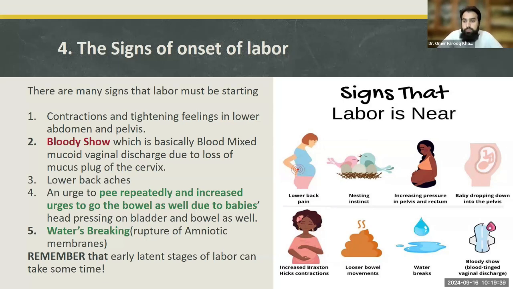to welcome her baby into the world. Increasing pressure in the pelvis and rectum, baby dropping down into the pelvis, increased Braxton Hicks contractions. We will discuss what Braxton Hicks contractions are later on. Looser bowel movements, the water breaks, bloody show, and all of these things we have discussed. So these are the signs of onset of labor, or that labor is near.